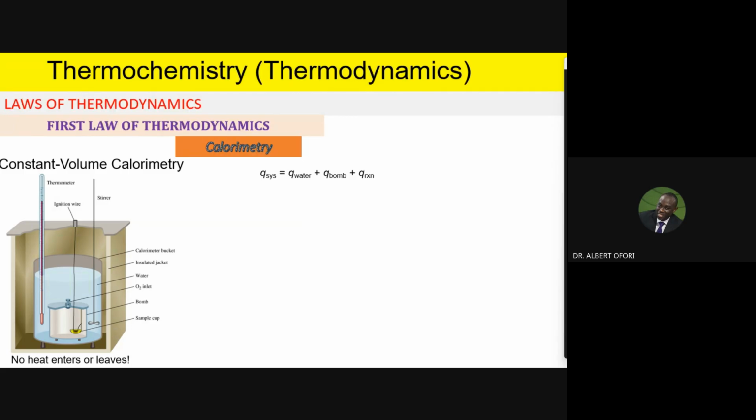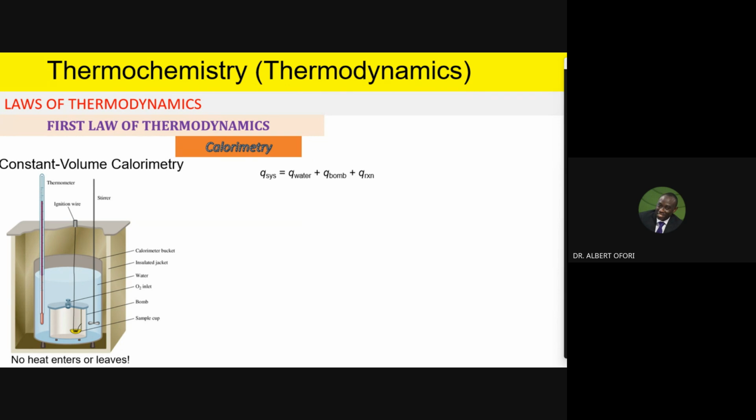What happens is that in such a calorimeter, the heat of the system is equivalent to the summation of whatever is going on in that calorimeter, because the volume is not changing. There's no kind of changes going on.